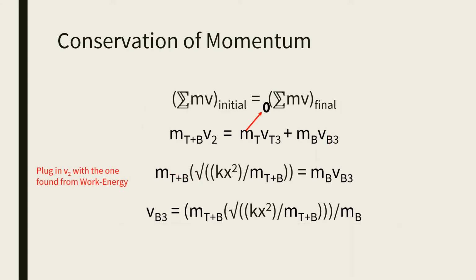This is the problem written out in equation form, so you set the initial equal to the final and plug in all the variables from the MVD into the equation. So for v2, you substitute in the square root of kx squared over m from the work energy equation. And from there, you solve for the final velocity of the bread, vb3.